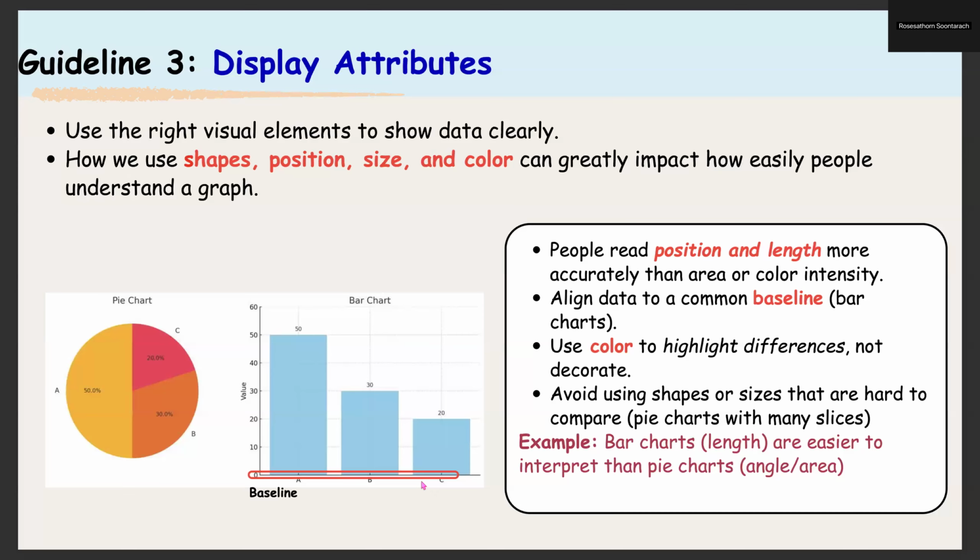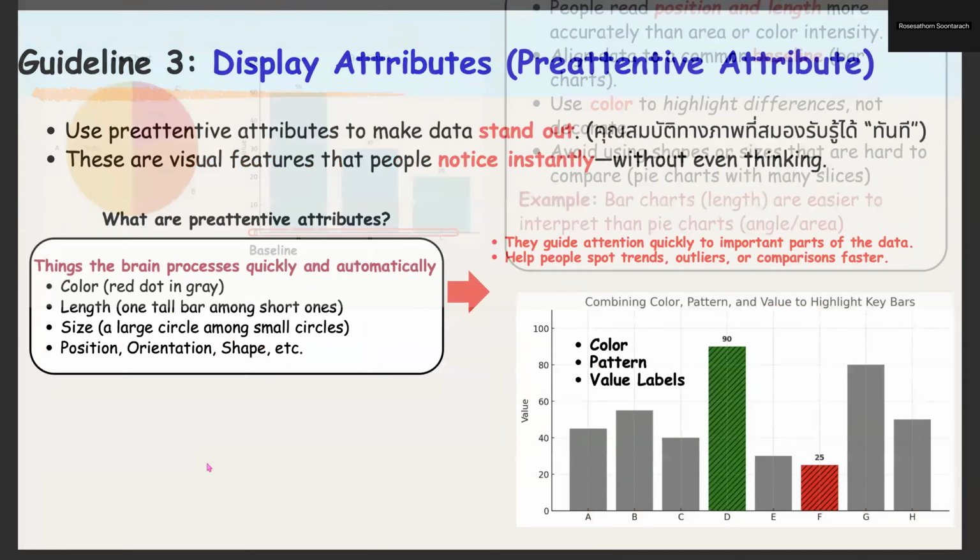And sometimes you can use color to highlight the difference, not for decoration. And you need to avoid using shapes and sizes that are hard to compare. For example, bar charts, which show length, are easier to interpret than a pie chart, which shows the angle or area.